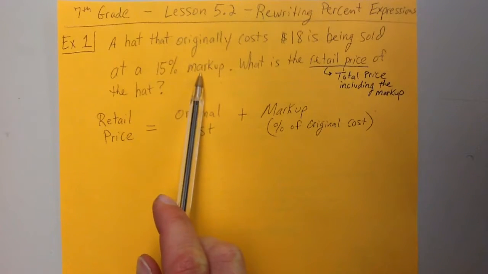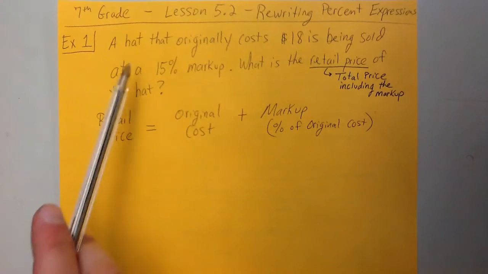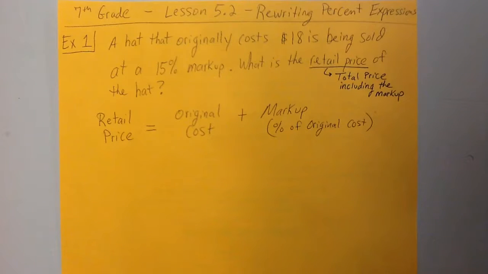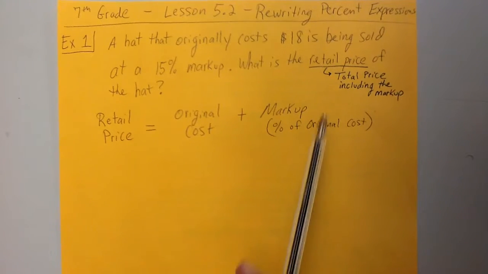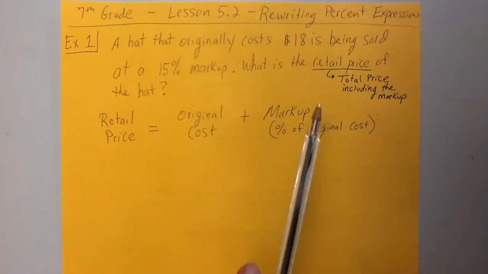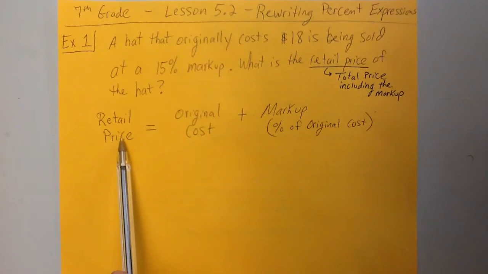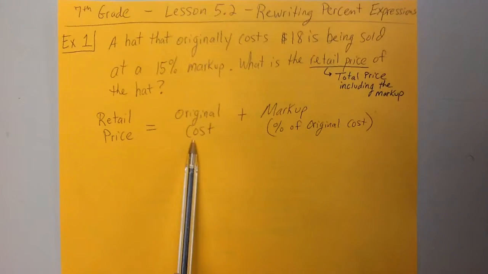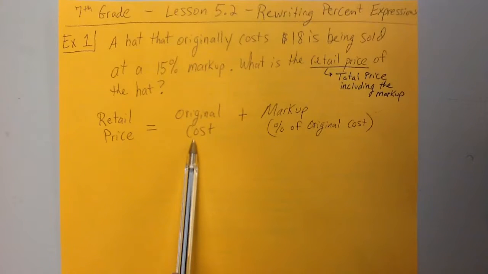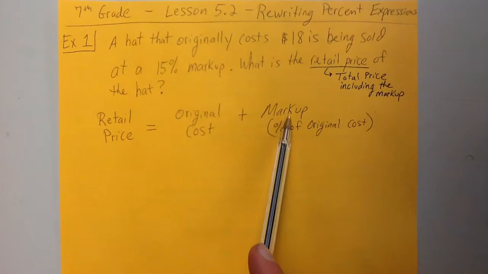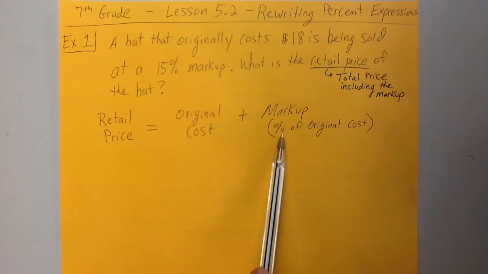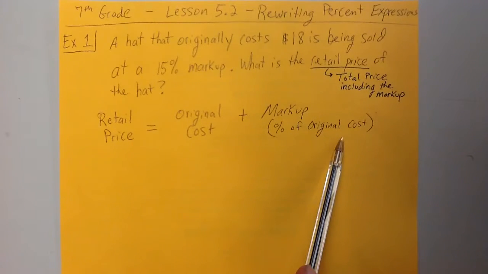We'll see an example of a percent markup. It says a hat that originally cost $18 is being sold at a 15% markup. What is the retail price of the hat? Okay, the retail price is the total price of the hat, including the markup. So to find that total price, the retail price is equal to the original cost of the hat plus the markup. And the markup is a percentage of the original cost.